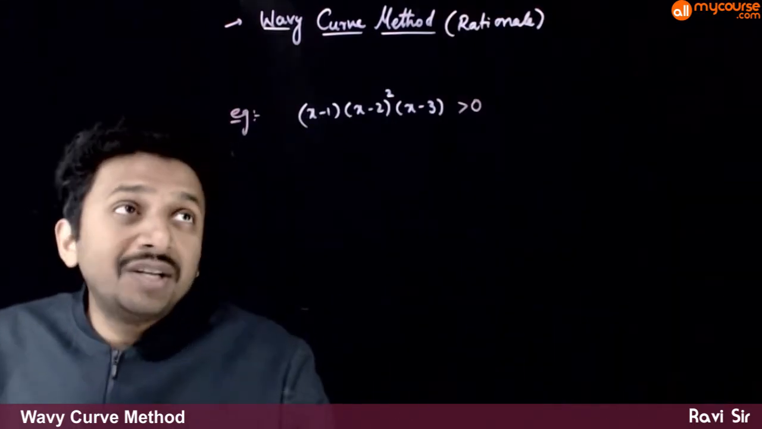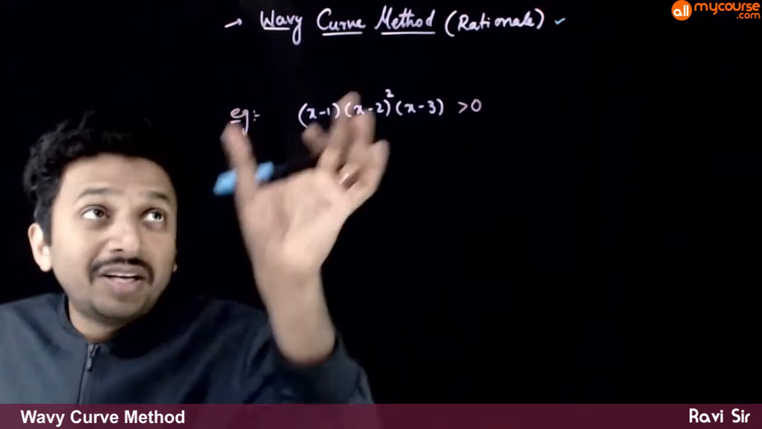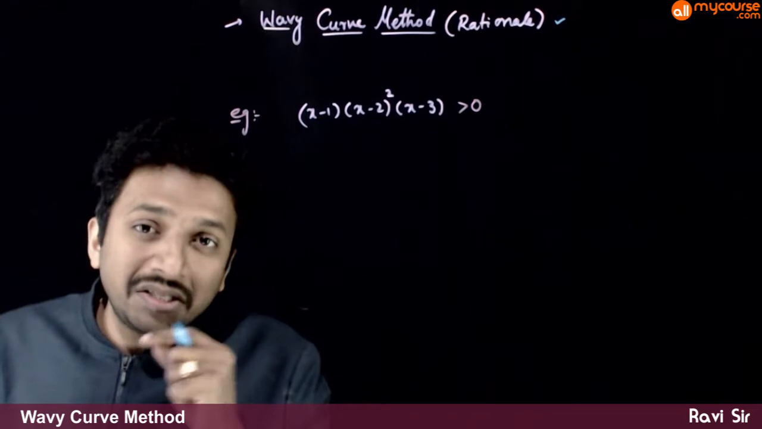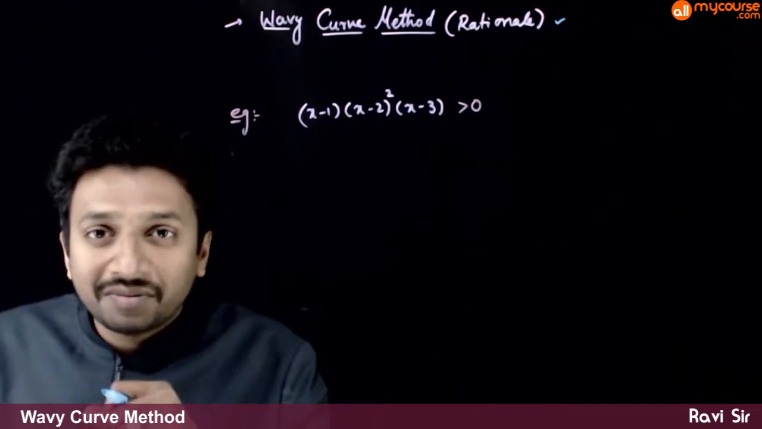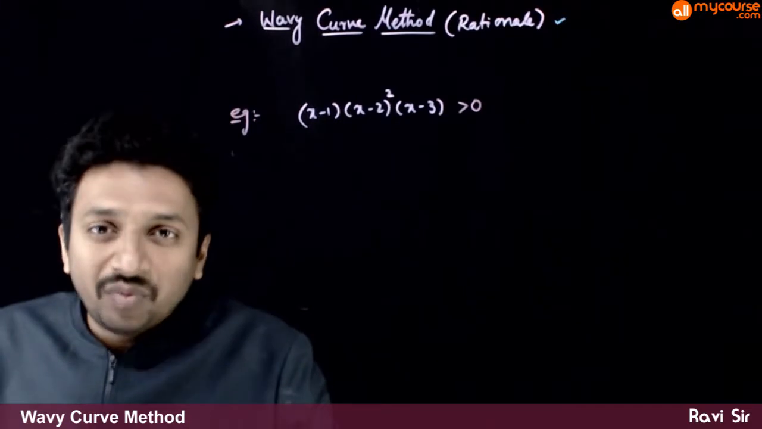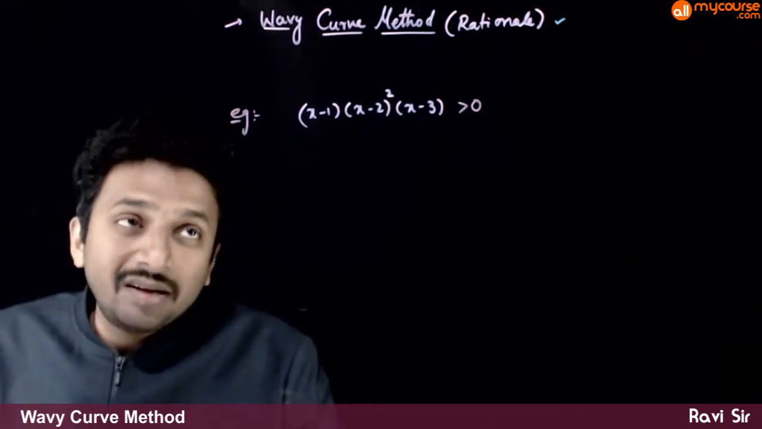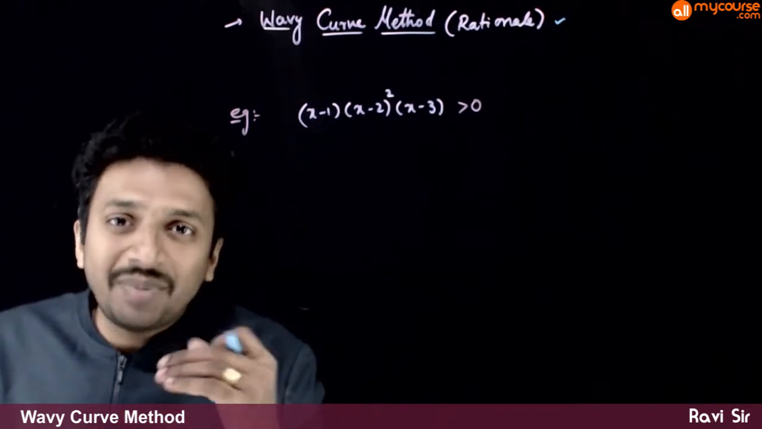By now you have understood how to use the wavy curve method in different situations. And in this topic, you are trying to understand why that method works. So why is this wavy curve method working? What is the rationale behind this? To understand that, let us take a sample equation and try to understand using an example itself.